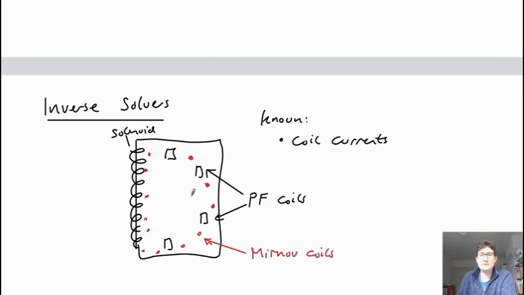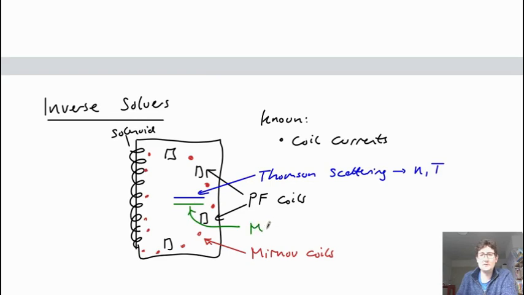We might have diagnostics which measure typically the midplane, so we might have some kind of profile measurements. So this might give us, say, Thomson scattering. This gives us some density or temperature measurements. And there can be more sophisticated diagnostics, so MSE, for example. I'll draw this in here. So motional Stark effect, MSE, measures the pitch of the field lines.